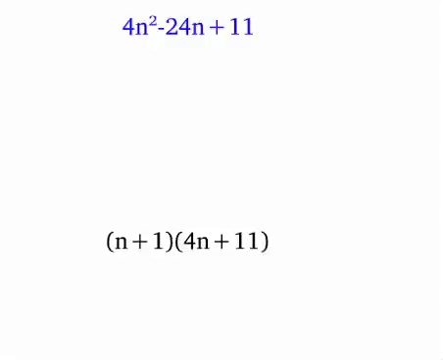Okay, so we can't get anywhere near 24. So this just doesn't work. If we try 11 and 1, we do outer is 1, inner is 44. Not going to get us anywhere near 24. So that means the n and 4n doesn't work. Okay? So let's try 2n and 2n.